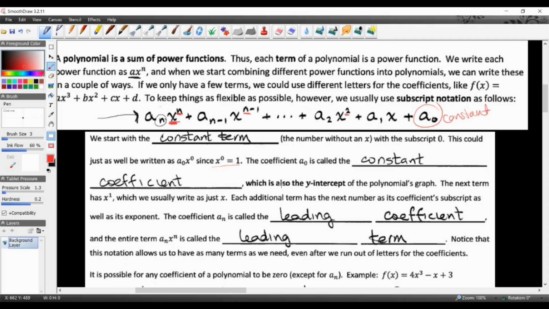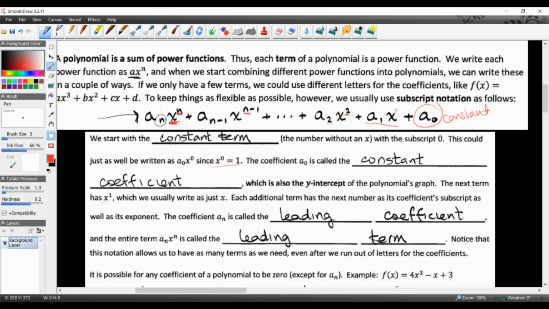For example, if you had x squared plus 5, we know that the 5 is where the graph crosses the y-axis. We'll get a little more into that in just a bit. The next term has x to the first power, which is this term right here, which we usually just write as x because the little 1 is implied. Each additional term has the next number as its coefficient subscript as well as its exponent. So if you're going to the left, it would be ascending order. In other words, each of the subscripts is going up by 1, and the same thing with the exponents.